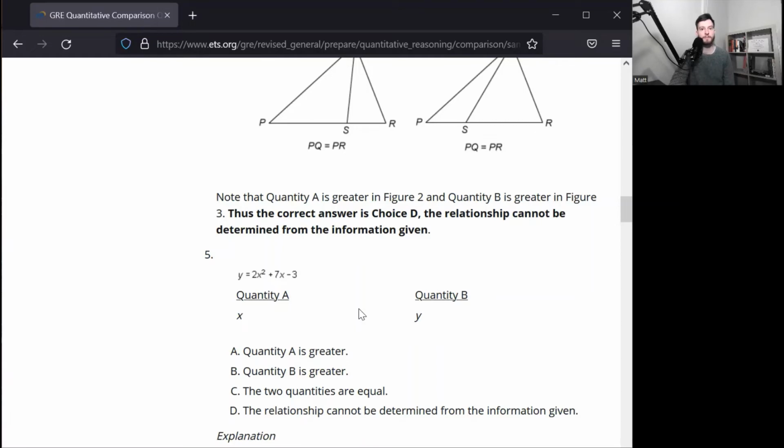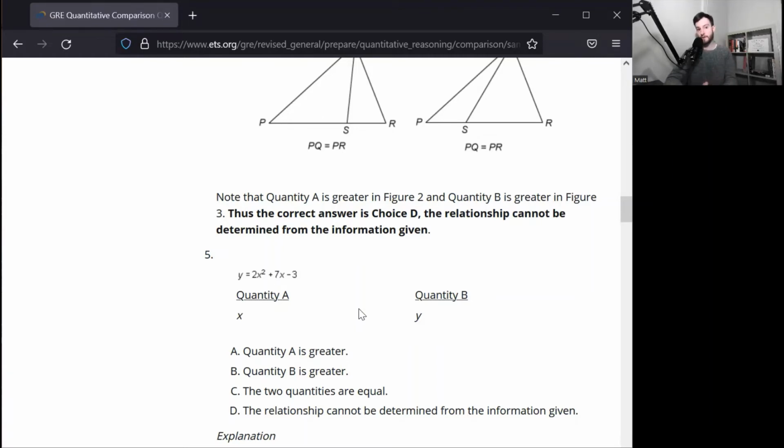What other numbers could you plug in? If you said 1, then good job. It's another easy number, and it might give us another answer. So let's see. 2 times 1 squared is 2. Plus 7 times 1 is 7. So 2 plus 7 is 9. Minus 3 is 6. Y would equal 6 when x is 1. Well, in that case, B would be greater because y is 6. B is 6, A is 1, x is 1.